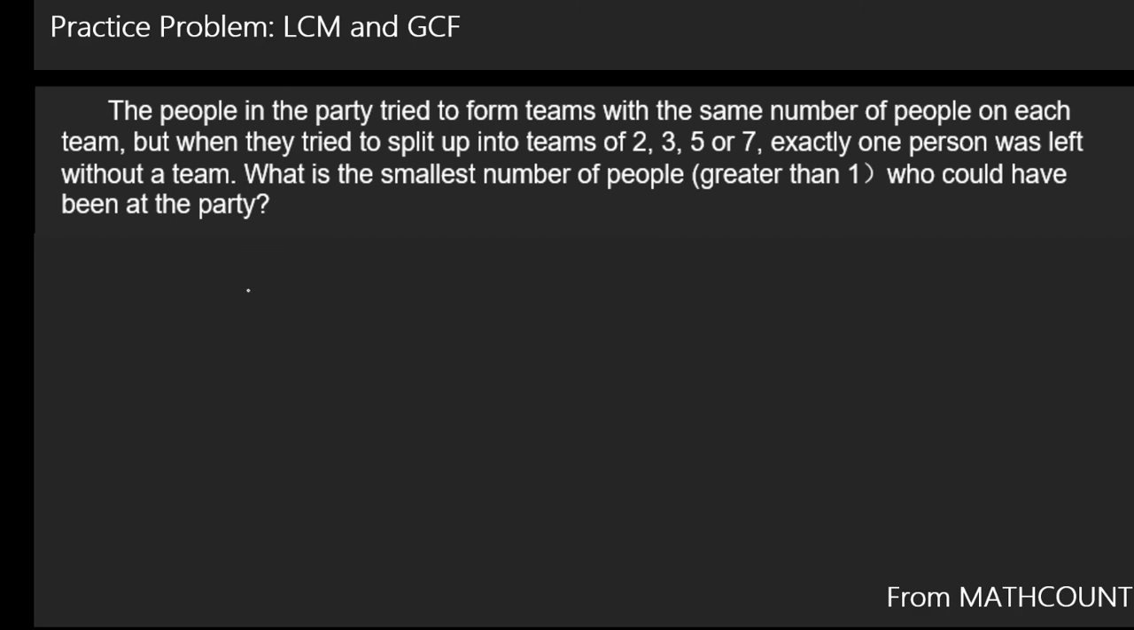Let's look at another problem. The people in the party try to form teams with the same number of people on each team. But when they try to split up into teams of 2, 3, 5, or 7, exactly one person was left without a team. What is the smallest number of people greater than 1 that could have been at the party?